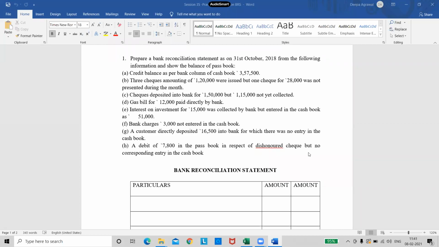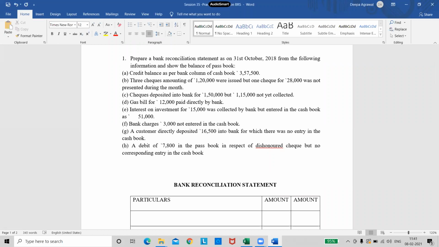Okay, so the question is there on the screen. See the question. We'll do the BRS, and before we start, draw your working notes part quickly. Make the pro forma for your working notes and your BRS statement as well. So I'll also insert the table for the working notes.